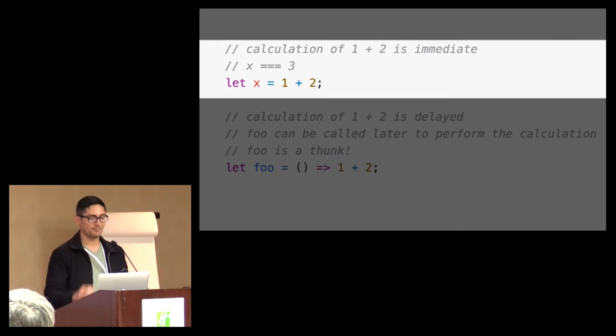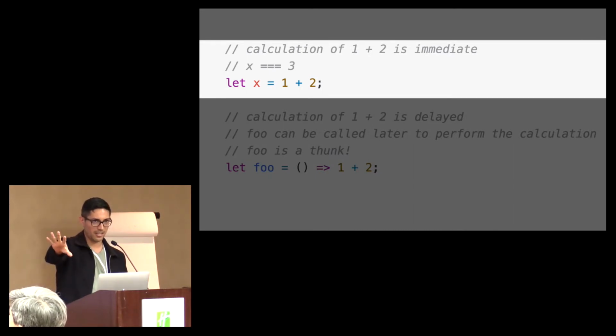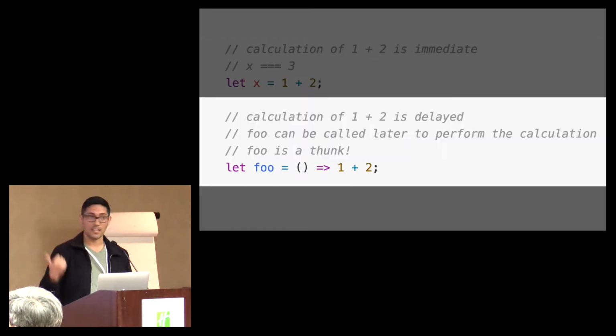Just to give you an idea, this is immediately evaluated, right? X is immediately assigned 3. I can do math. However, in this function, 1 plus 2 is not executed. We're delaying the execution for another time. We actually have to call foo in order to execute this expression. So you can think of async stuff within a thunk as delayed, to be called later by the Redux Thunk middleware.